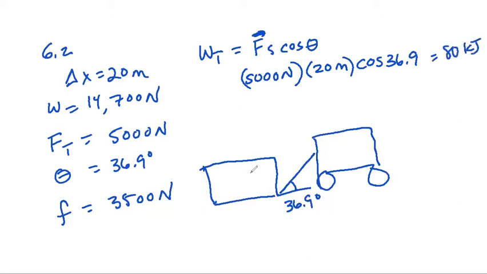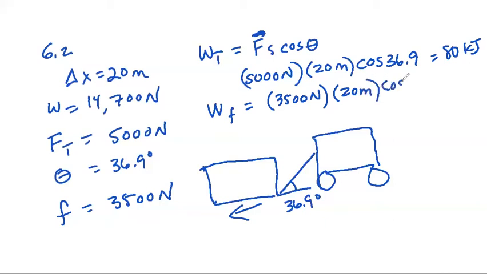And the work done by the friction on the sled, it always opposes the direction of motion, so it's that way. So work by friction equals 3,500 newtons times 20 meters times cos 180, and that's going to be negative 70 kilojoules.